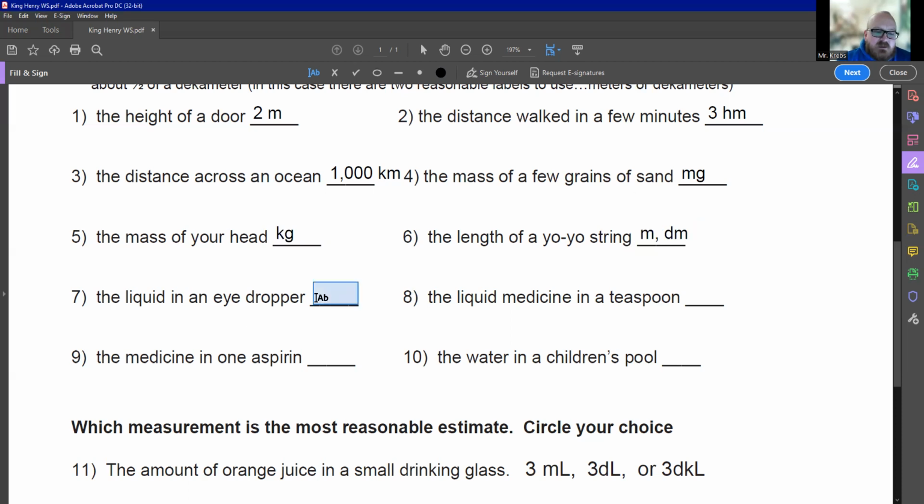The amount of liquid in an eyedropper. Now we're talking about capacity, so we're going to be measuring in liters. Specifically, we're going to be talking about milliliters for liquid in an eyedropper. Anything that's like a few drops, that's going to be milliliters.